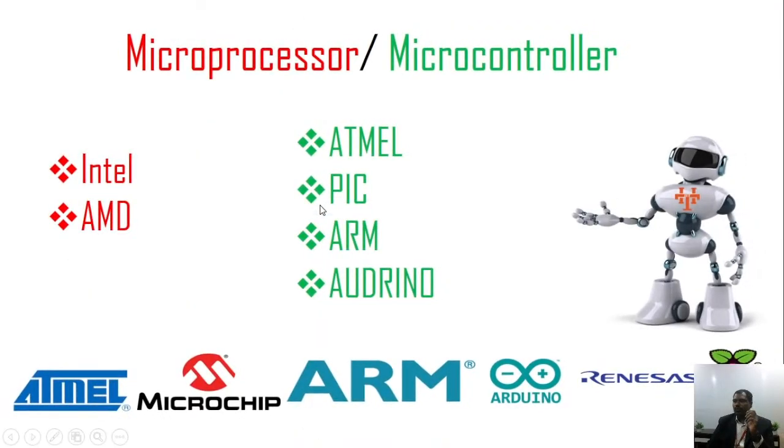Right. So microprocessor and microcontroller. A microprocessor and a microcontroller are what we are using for an embedded system. So what is a microprocessor? What is a microcontroller? Before explaining this, let me give a small example.